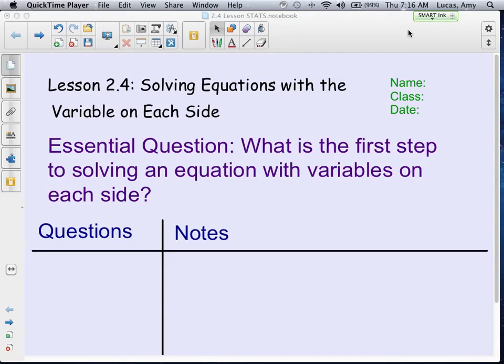Lesson 2.4, solving equations with the variable on each side. Our essential question is, what is the first step to solving an equation with variables on each side? Remember that the first step a lot of times is critical. Sometimes you have some choice, but other times you do not. So we're going to try to help you figure out when you have a choice between your first step and when you don't.